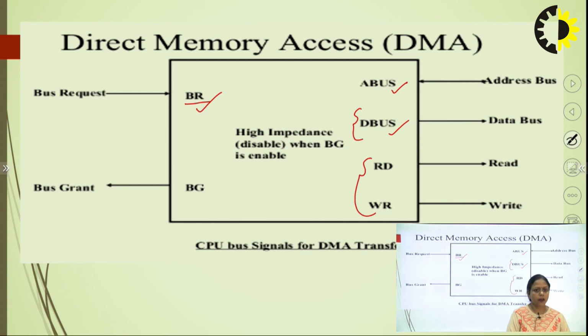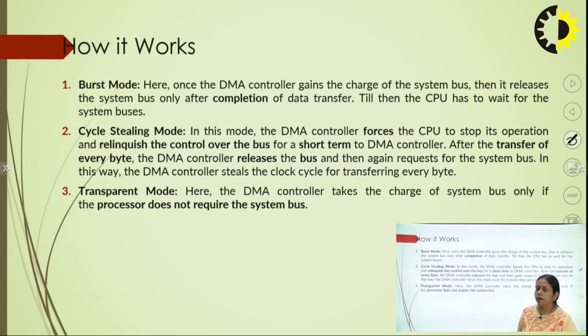Now, what is the meaning of bus grant signal? When all the control of the buses is transferred from the CPU to the DMA controller, then it is known as a bus grant signal. When the bus grant signal's value is 1, it means the control over the buses is with the DMA controller.